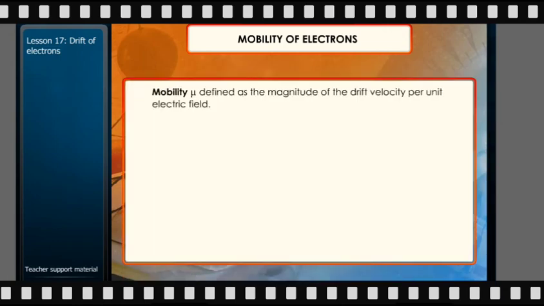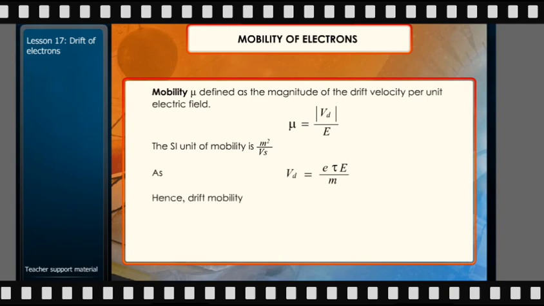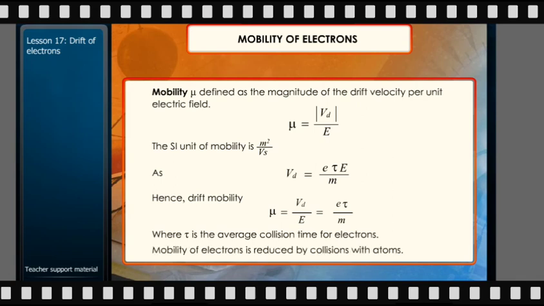Mobility mu is defined as the magnitude of the drift velocity per unit electric field. Mu is equal to modulus of Vd by E. The SI unit of mobility is meter square by volt into second. As Vd is equal to e tau E by m, hence drift mobility mu is equal to Vd by E is equal to e tau by m, where tau is the average collision time for electrons. Mobility of electrons is reduced by collisions with atoms.